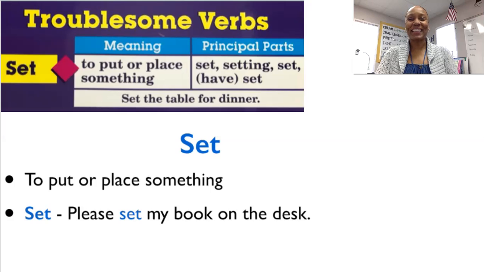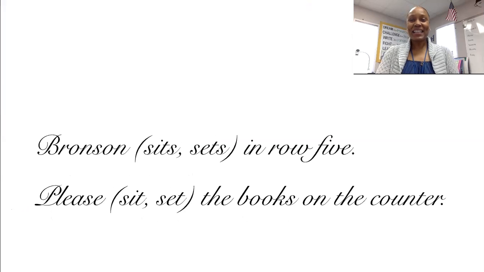Good job. Okay. All right, so let's go over some examples together now that you're aware of not only the definitions of sit versus set, but how to use them in context. The first sentence says, Bronson sits or sets in row 5. What would the correct answer be in this situation? He sits. Very good.